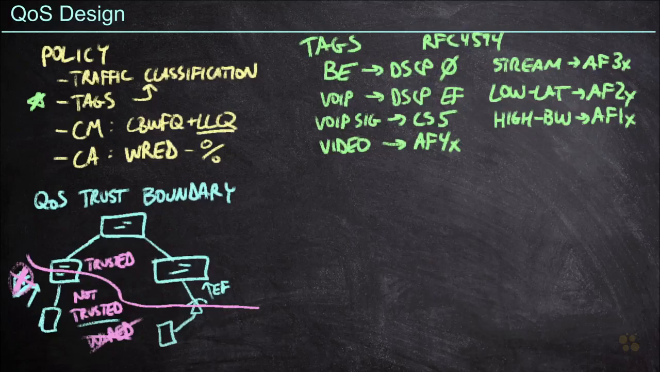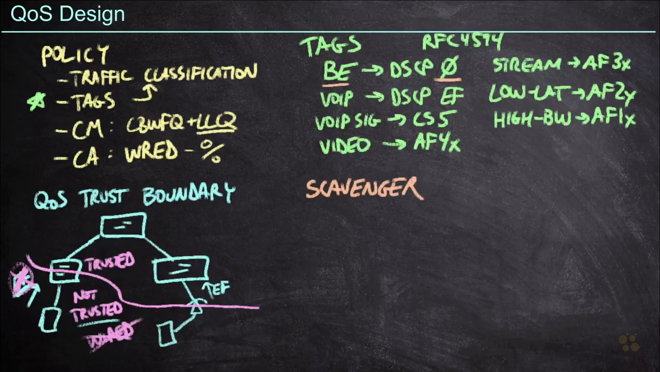Now, there is one other category to discuss, and this is kind of a fun one. It's what we call the scavenger class. Scavenger class sounds pretty ominous, doesn't it? The scavenger class was created because we have a question we might be asking ourselves, which is, okay, it's great that we have this best effort class that's DSCP 0, but what if I need a class that I want to treat worse than best effort?